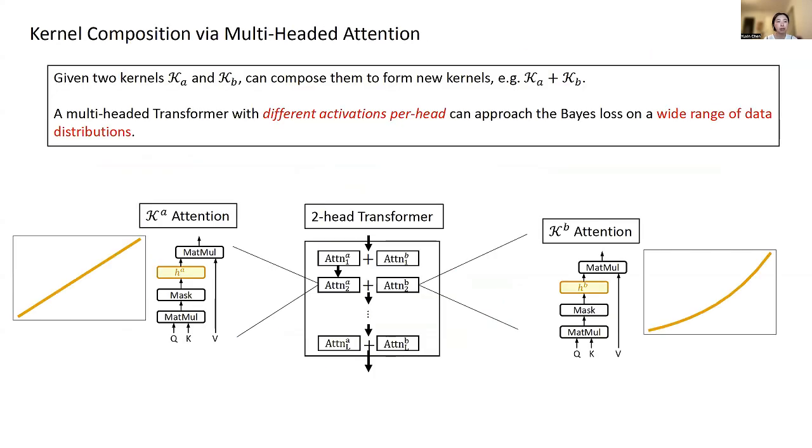Towards the end, I will discuss a final experiment involving multi-headed attention. The high-level takeaway is that by using parallel attention heads with diverse activations, the transformer can act optimally for a wide range of data distributions. For simplicity, our experiment will consider a two-headed transformer where one head is linear and one head has an EXP activation.